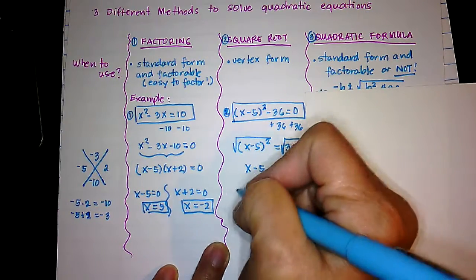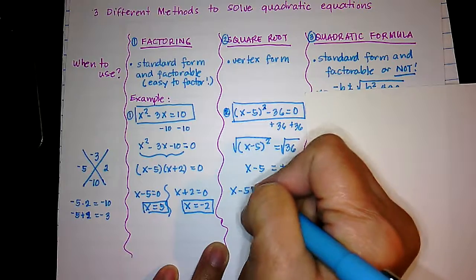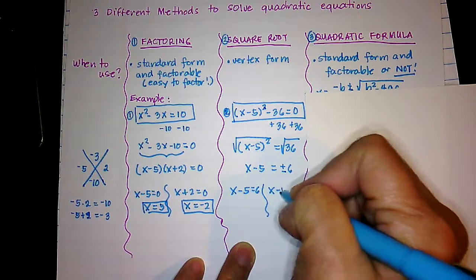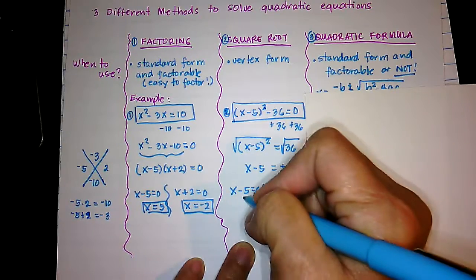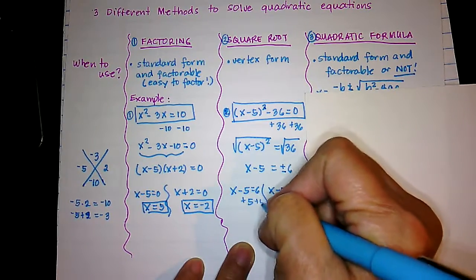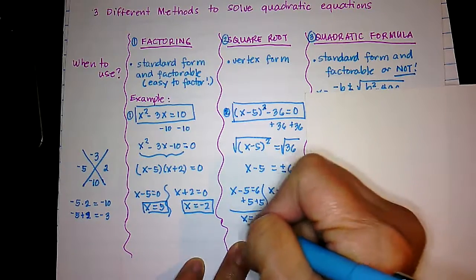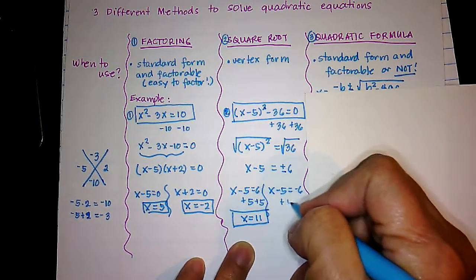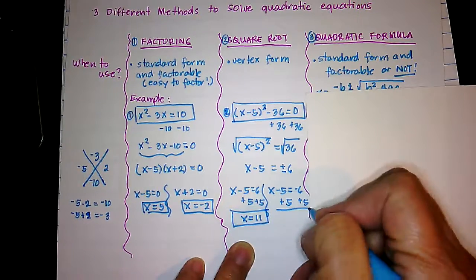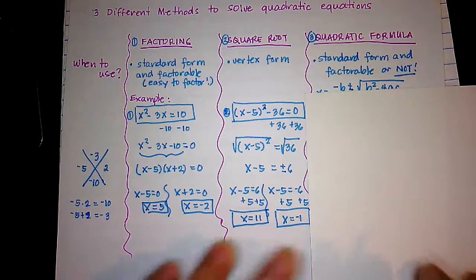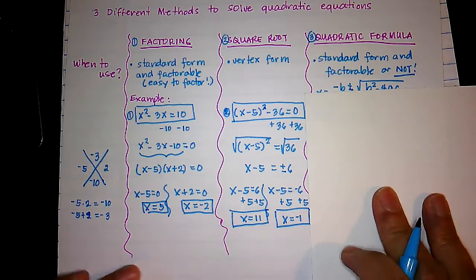And then you're going to solve them separately. Then you have x minus 5 is equal to positive 6, and the other one would be x minus 5 is equal to negative 6. Then you add 5, that's your one-step equation there. Therefore, x is equal to 11. And the other one would be plus 5, therefore x is equal to negative 1. All right, so those are two values of your x by using vertex form.